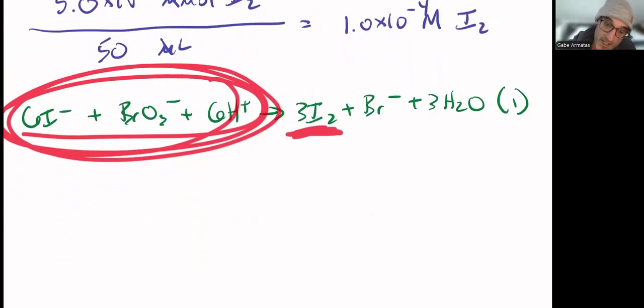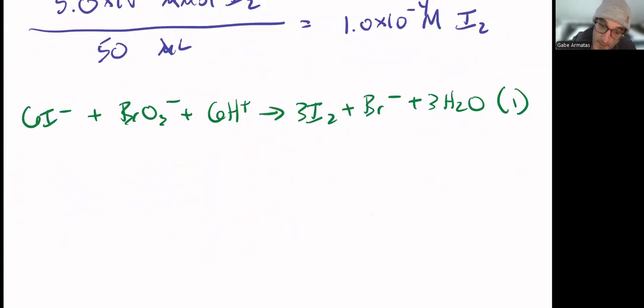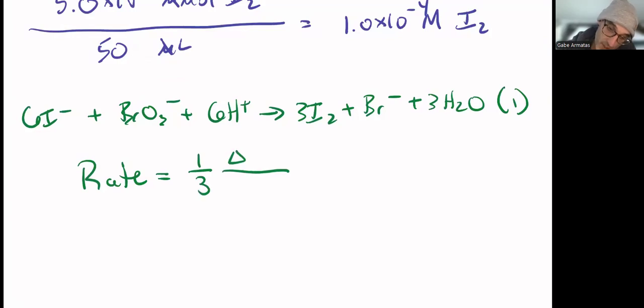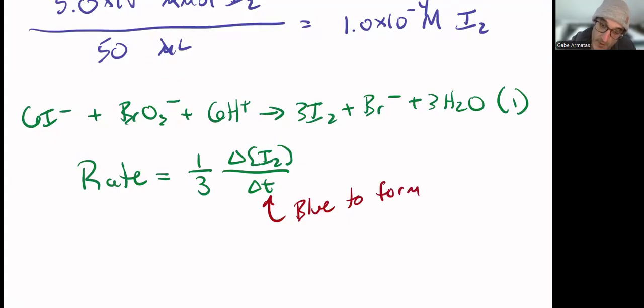And so if we write the rate expression from this, we can see that the rate is equal to 1/3 the change in I2 over the change in time. So this is going to allow us to figure out the time. This is really what we're looking for, the time for the blue to form. Well, the change in I2, we started with nothing because we didn't have any I2 to start. It wasn't part of the reactants. So 0 molar. I guess we should do final minus initial. So minus initial, there was no I2.